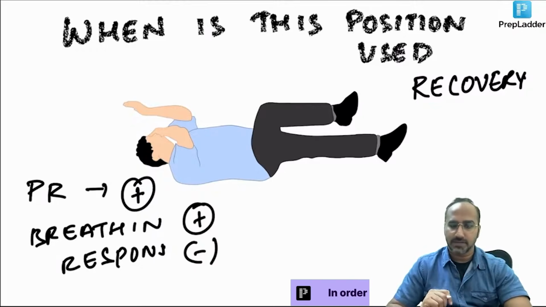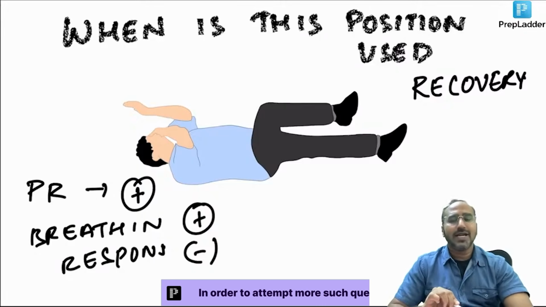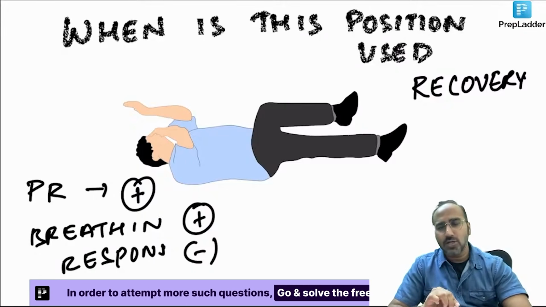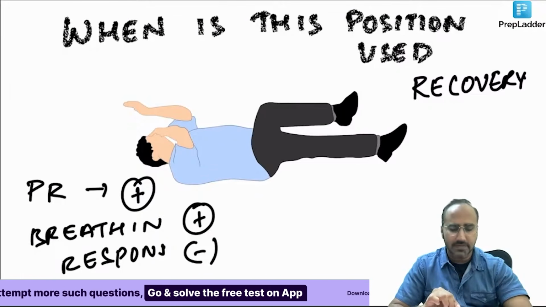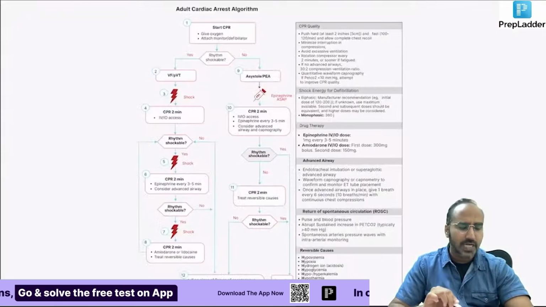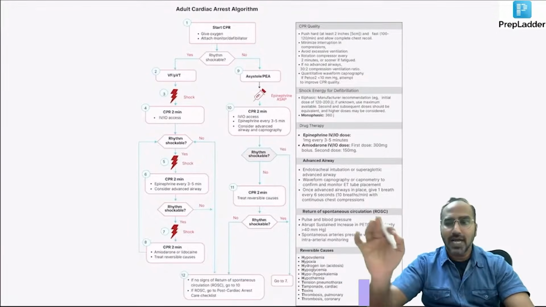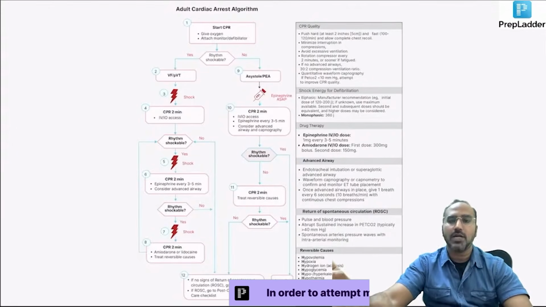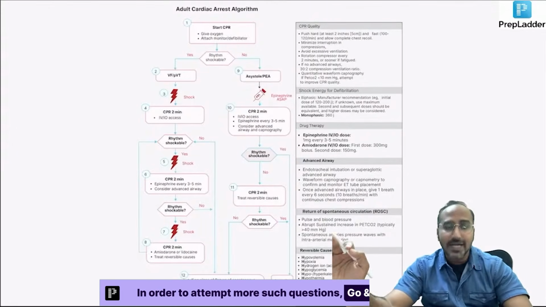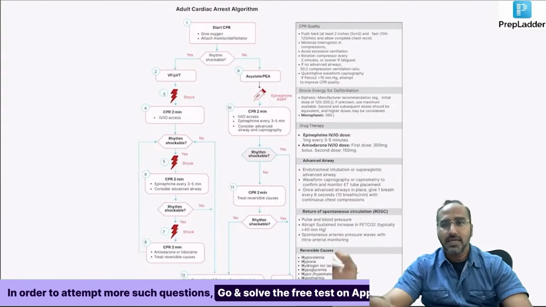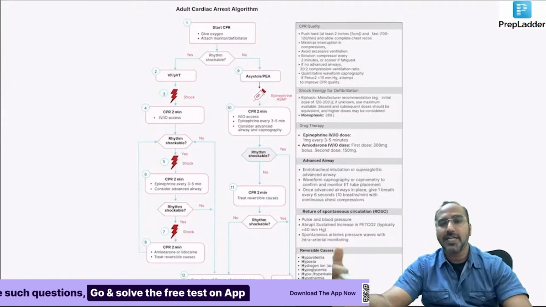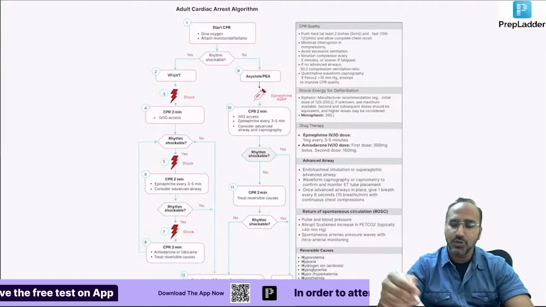Recovery position. Now guys, during cardiac arrest, we follow an algorithm, the ACLS algorithm. Just briefly going through that algorithm, guys. Remember, in the algorithm, you start the compressions. As soon as the defibrillator is available, you finish your 2 minutes of compression, and once the defibrillator is available, you check for the rhythm.